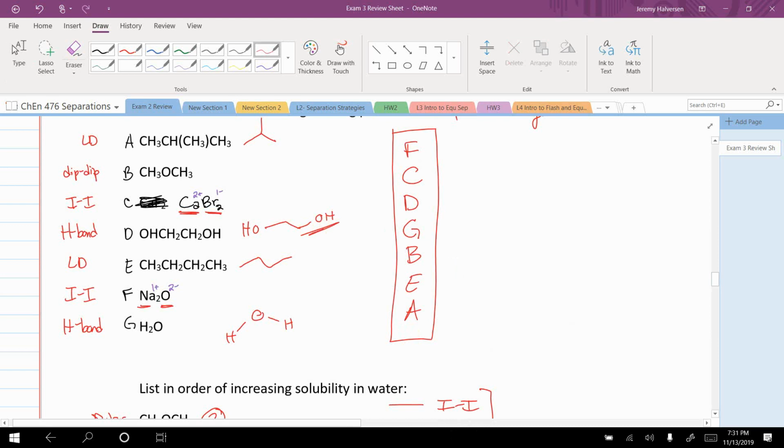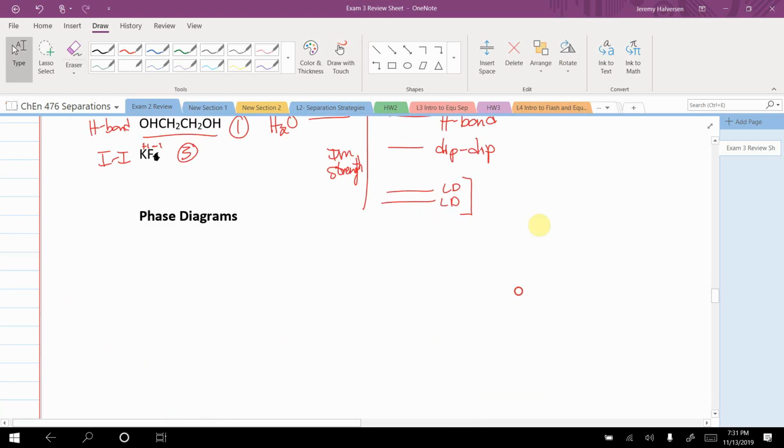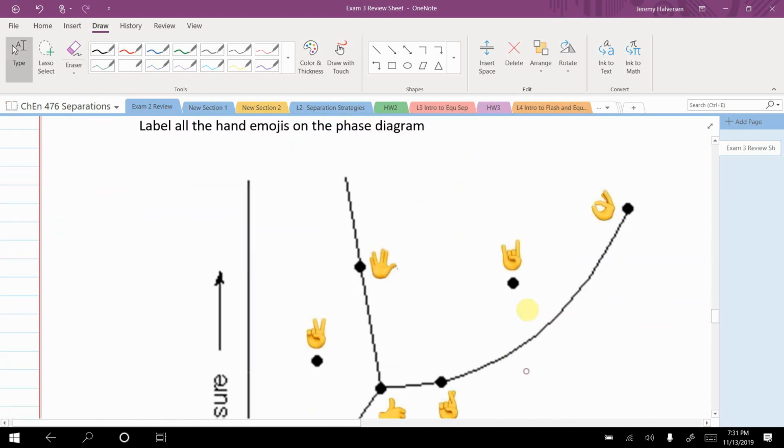So both of them have 2 regions where they can hydrogen bond. Does that make sense? So hydrogen bonding doesn't actually answer the question. So then I'd say, well, they both also have London dispersion. And since this one's bigger, its London dispersion is better. So that's going to be the deciding factor. All right. Let's move on to phase diagrams.